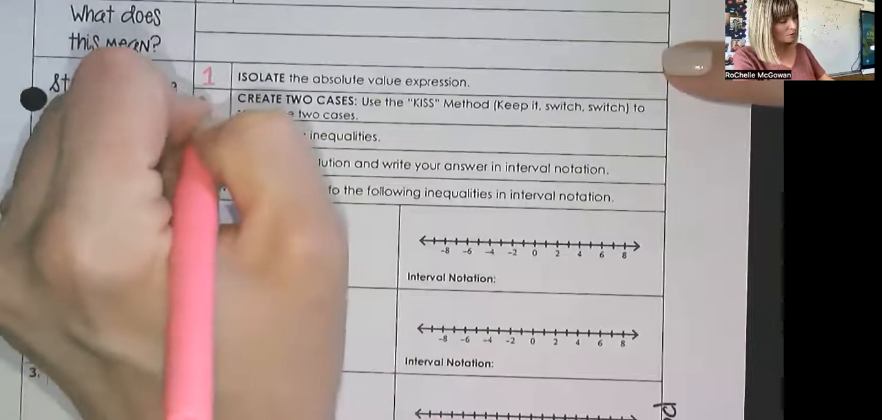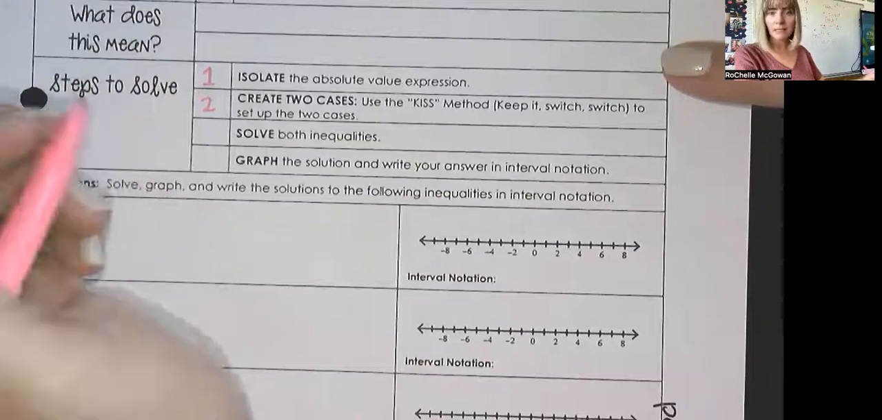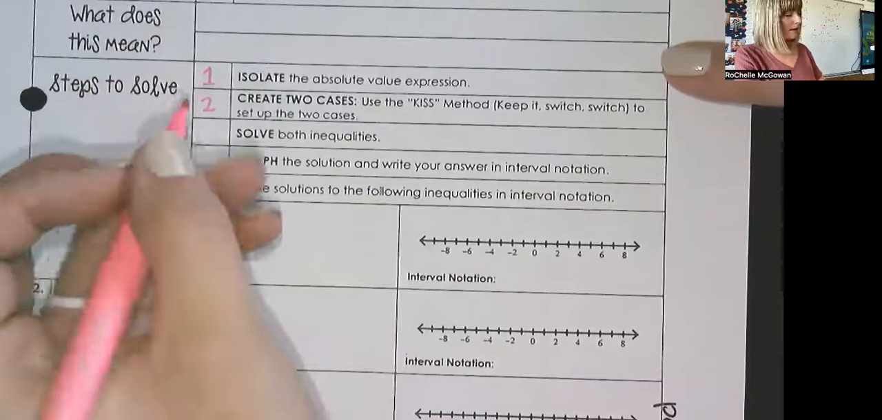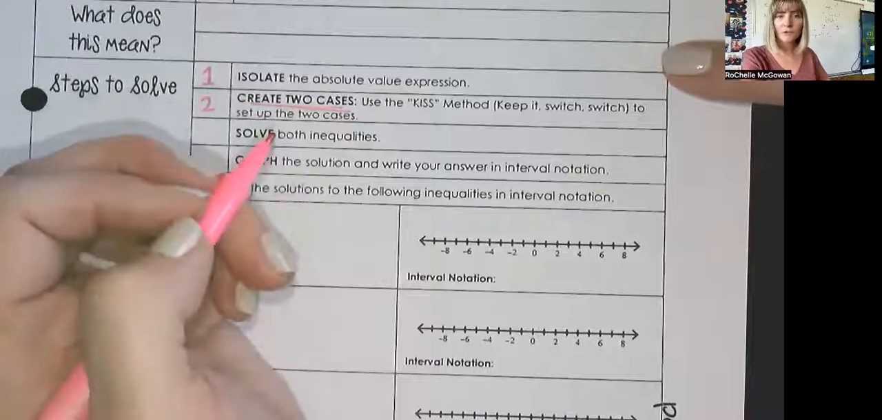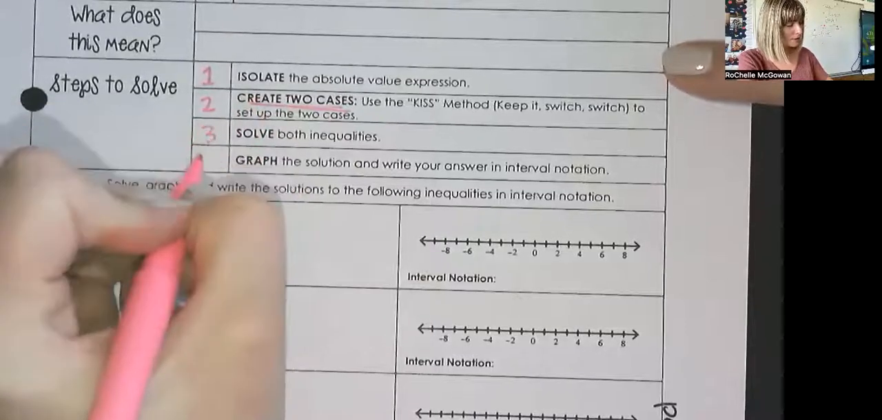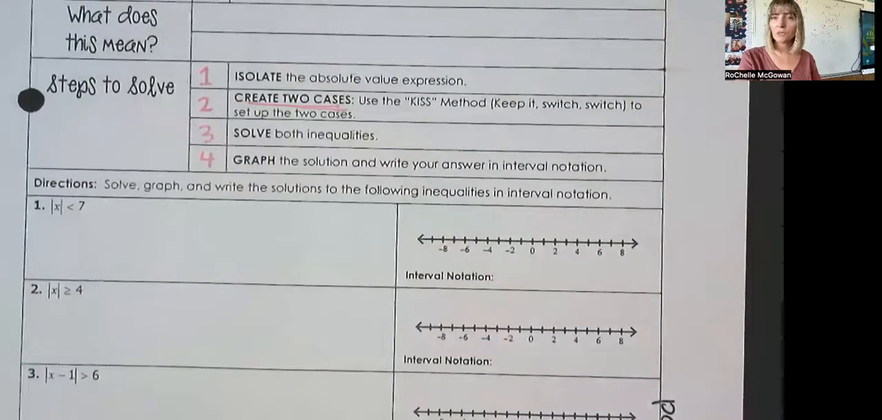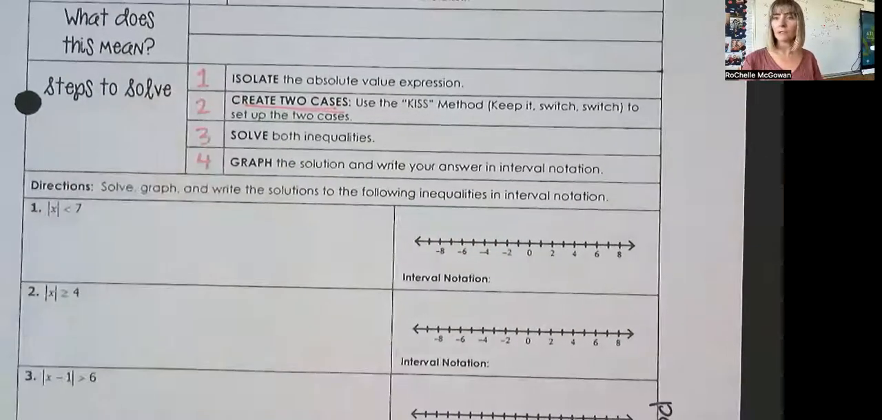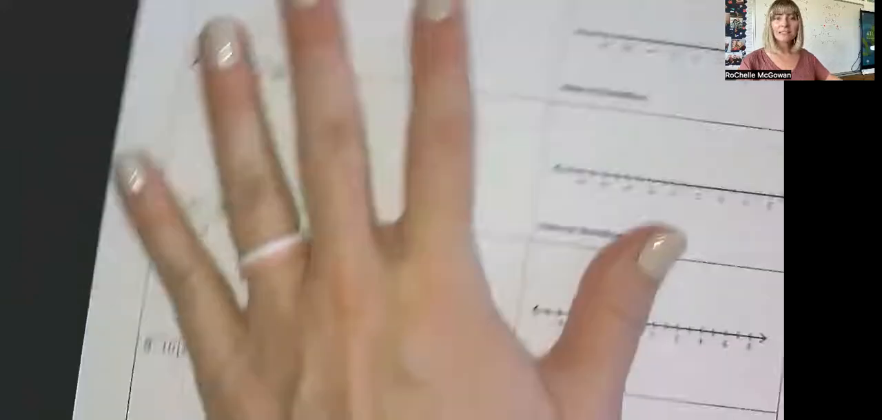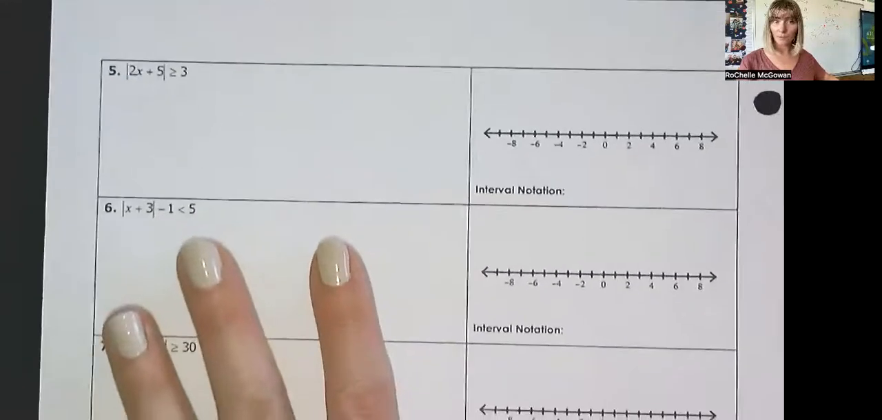And then we will move into where we started yesterday with this keep it, switch method. Absolute values turn into two inequalities. So we're going to practice and refresh how to do that. And then of course, solve and graph and write the interval notation the way we always know how. Really, the only stuff that's new here are steps 1 and 2 with the absolute value. So with that in mind, flip over to page 20 and let's go through these examples.